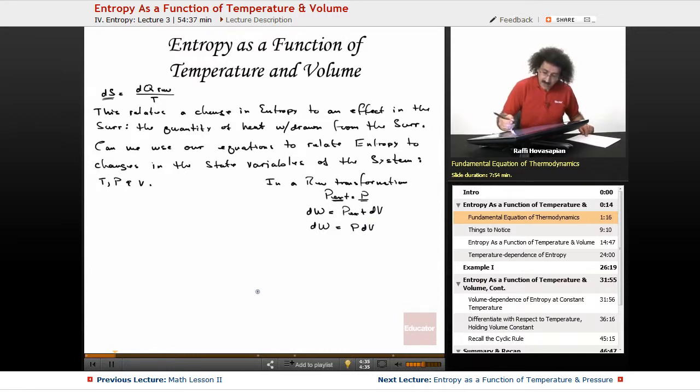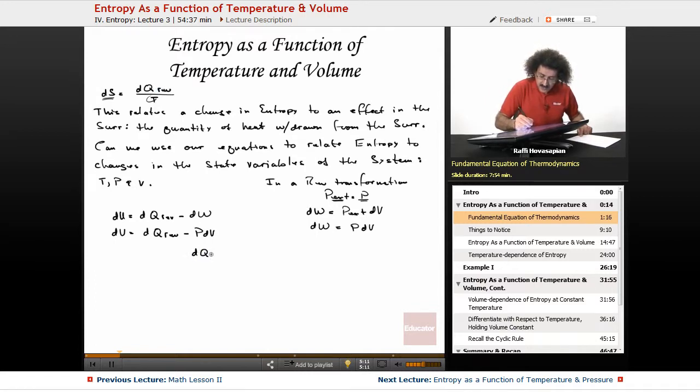Okay, so now let's go ahead and start with, again, our first law expression. dU is equal to dQ, in this case reversible, minus dW. Well, dU equals dQ reversible minus P dV, since dW is just P dV. Well, we have this, dS equals dQ reversible over T. So if I move the T over here, I get the dQ reversible.